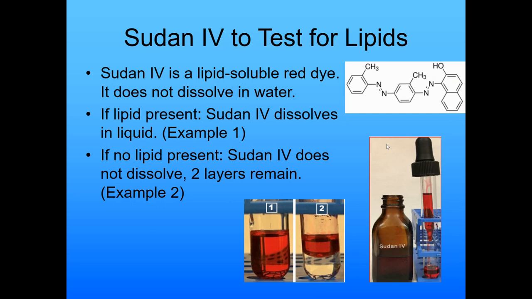The test we use for lipids is Sudan 4. Sudan 4 is a lipid-soluble red dye. It does not dissolve in water. And so if you learn anything at all from this class, it's that like things dissolve in like things. So Sudan 4 dissolves in things that are lipid. So if you have a lipid, Sudan 4 will dissolve in it and you'll have a red color throughout. If you have water or a water-based solution, Sudan 4 will not dissolve in it, and so you end up with 2 layers.